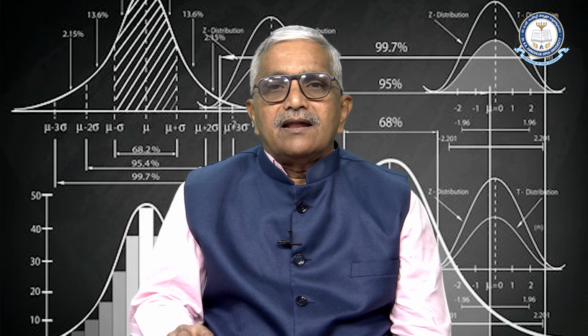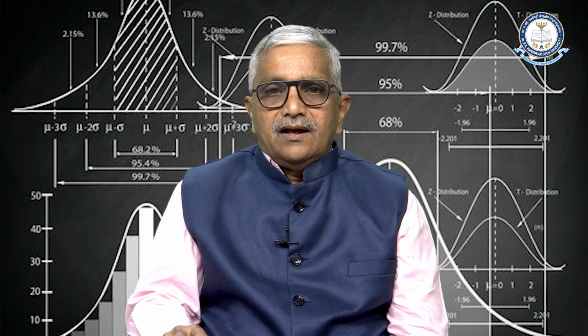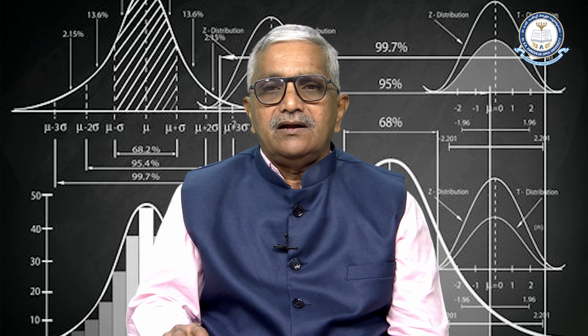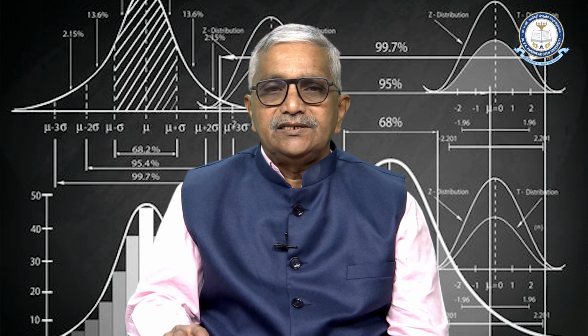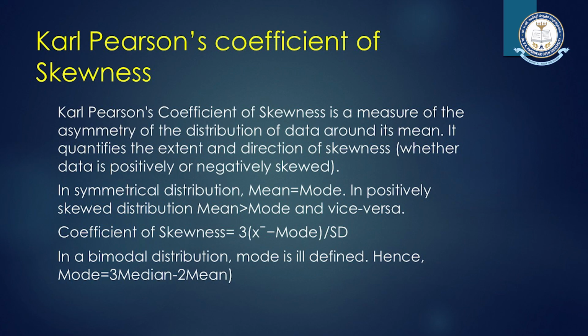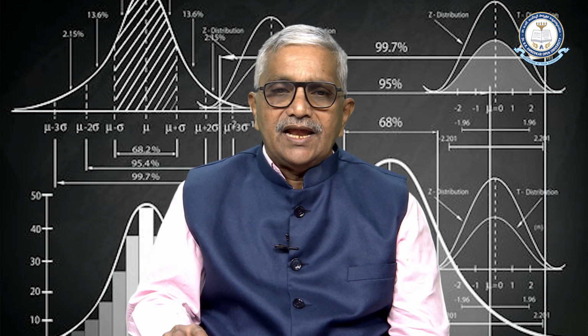Let us now understand Karl Pearson's coefficient of skewness. Karl Pearson's coefficient of skewness is a measure of the asymmetry of the distribution of data around its mean. It quantifies the extent and direction of skewness, whether the data are positively skewed or negatively skewed. In a symmetrical distribution, mean is equal to mode. In a positively skewed distribution, mean is greater than mode and vice versa. The coefficient of skewness is equal to 3 into x bar minus mode divided by standard deviation.